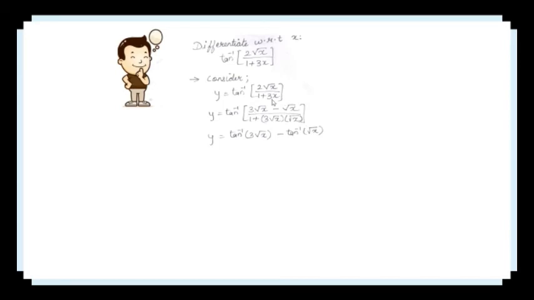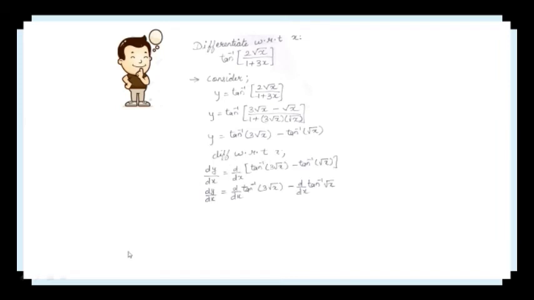So that is why I have written this as y equal to tan inverse of 3 root x minus root x upon 1 plus 3 root x into root x. So this is which type of formula? Tan inverse of x minus tan inverse of y. So I can write y equal to tan inverse of 3 root x minus tan inverse of root x. Now we will be differentiating.